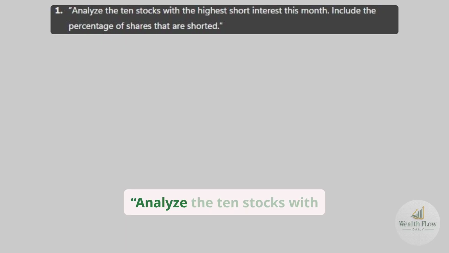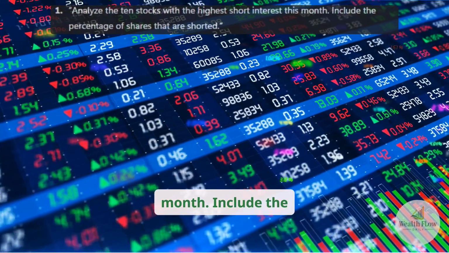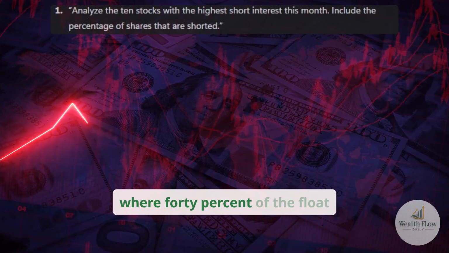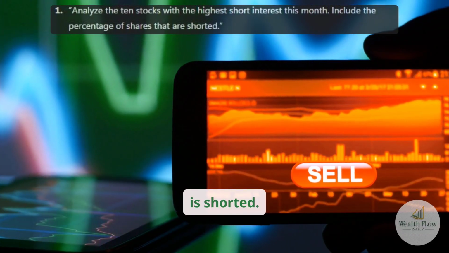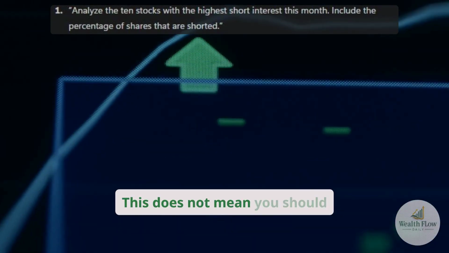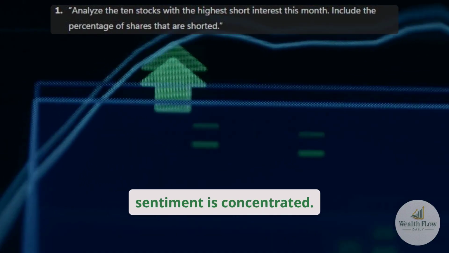Prompt 1. Analyze the 10 stocks with the highest short interest this month. Include the percentage of shares that are shorted. AI might highlight a company where 40% of the float is shorted. That tells you traders are betting against it. This does not mean you should buy or sell. It simply shows where negative sentiment is concentrated.